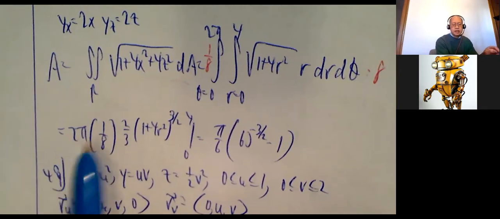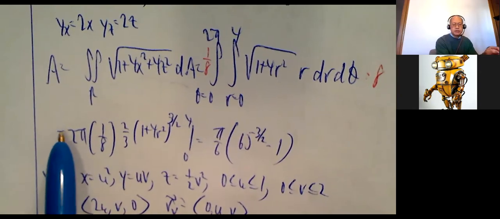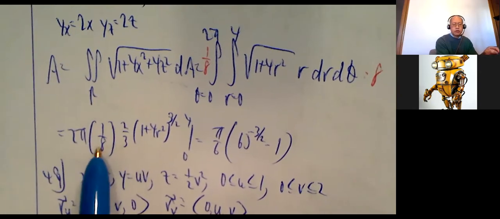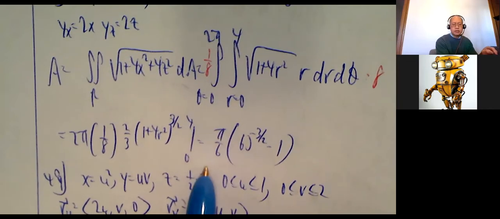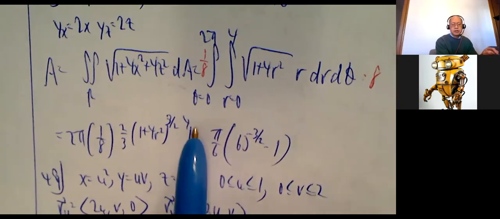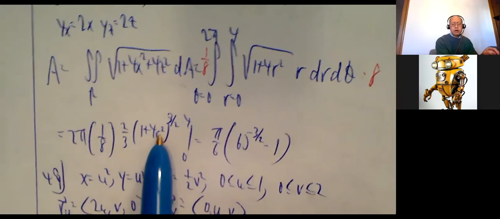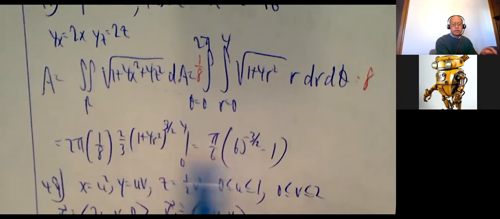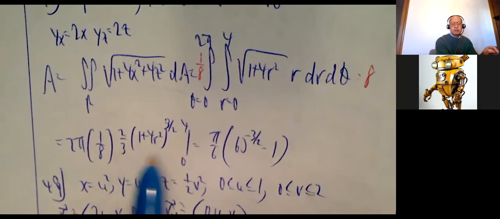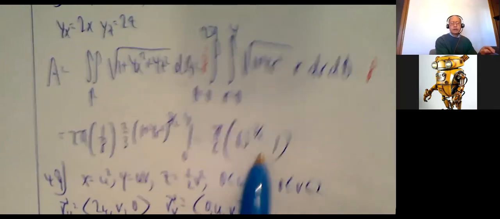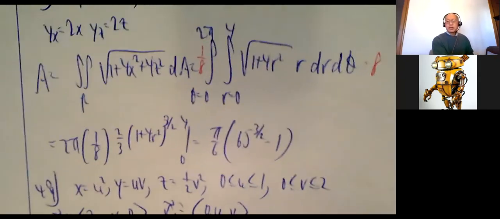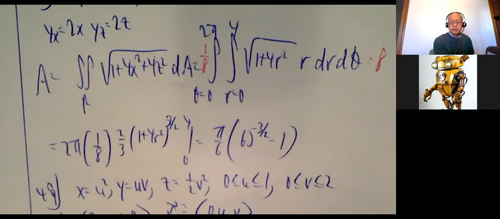Okay, then I clean this up. Let's see, the top is 2 times 2 is 4. The bottom is 24. 4 over 24 is 1 sixth, so pi over 6. Plug in 4. 4 times 4 times 4 is 64, plus 1 is 65 to the 3 halves. Plug in 0, you have 1. 1 to the 3 halves is 1. So pi over 6 times (65 to the 3 halves minus 1).